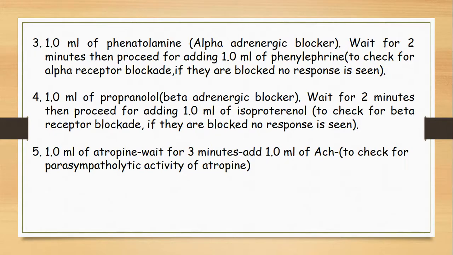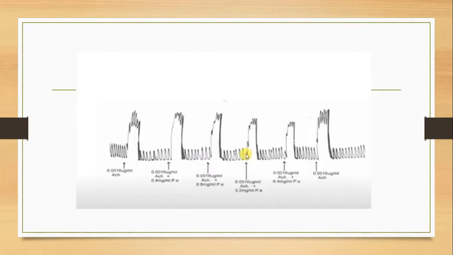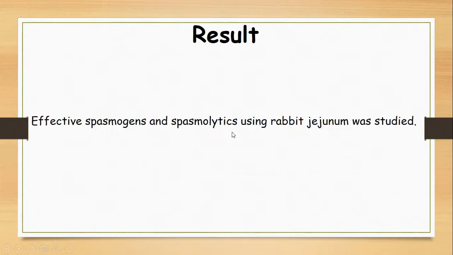Next is 1 ml of atropine. Wait for 3 minutes, then add 1 ml of acetylcholine to check for the parasympatholytic activity of atropine. Now see, these are the graphs to show the activity of acetylcholine. The result: effective spasmogens and spasmolytics were studied using rabbit jejunum.